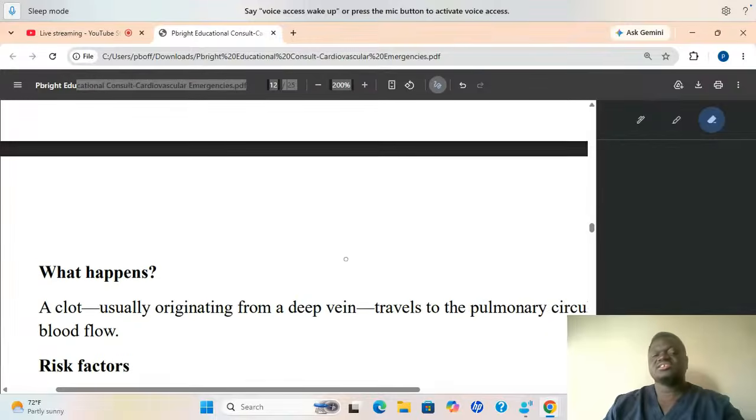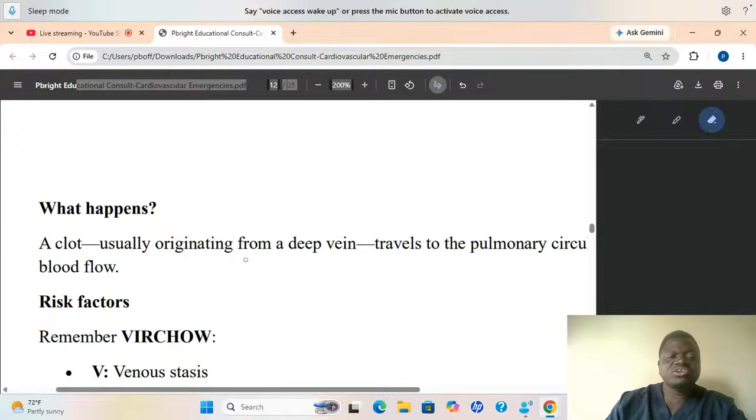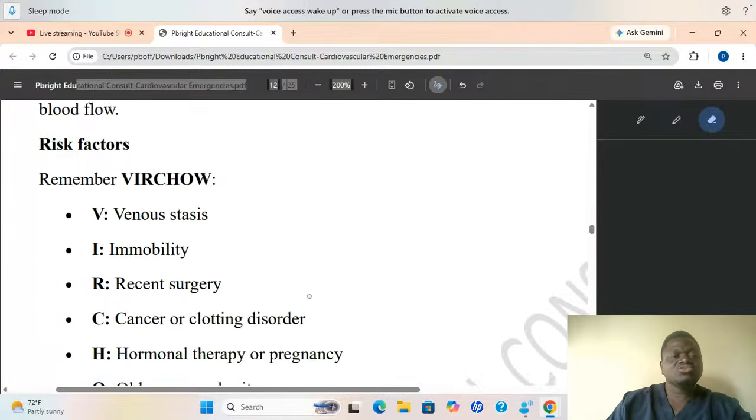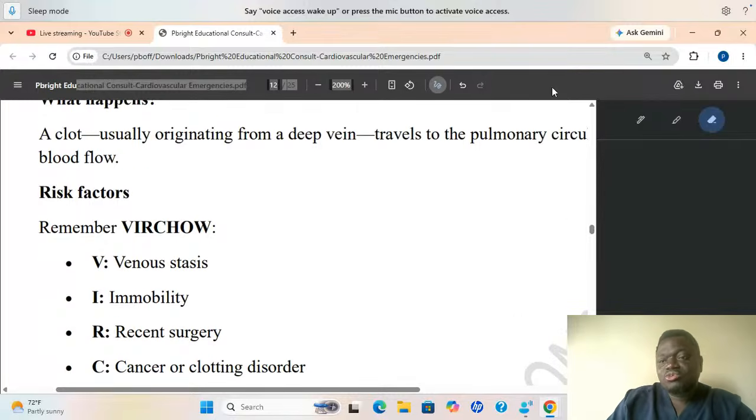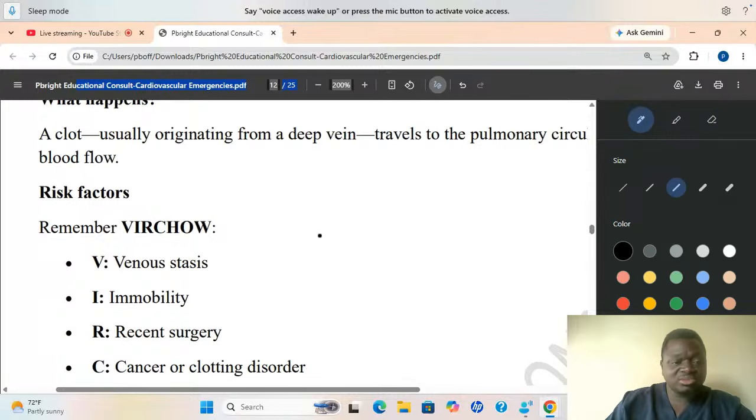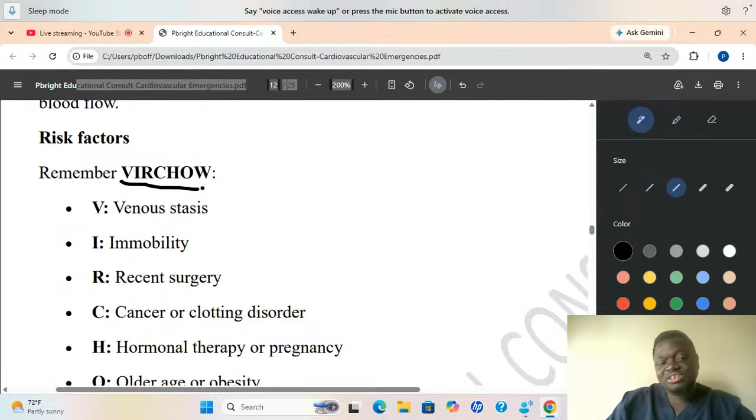A clot usually originating from a deep vein thrombosis travels to the pulmonary system to block the flow. So what are the risk factors? There is an acronym for it. Me, I'm not good with acronyms, but I added it because some people are good.